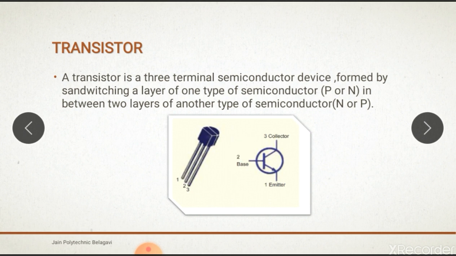And the last one is base. The middle section which forms two p-n junctions between the emitter and collector is called base. The base emitter junction is forward biased. Base allows low current for the emitter circuit. The base collector junction is reverse biased and provides high resistance in the collector circuit.